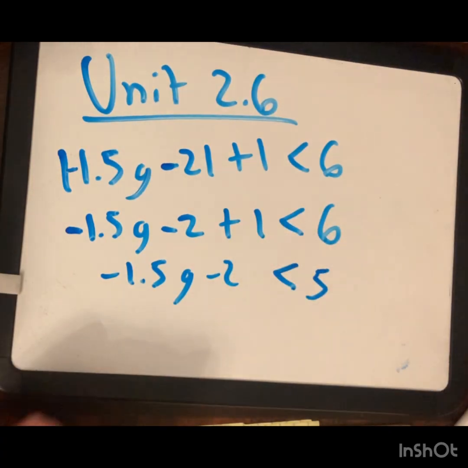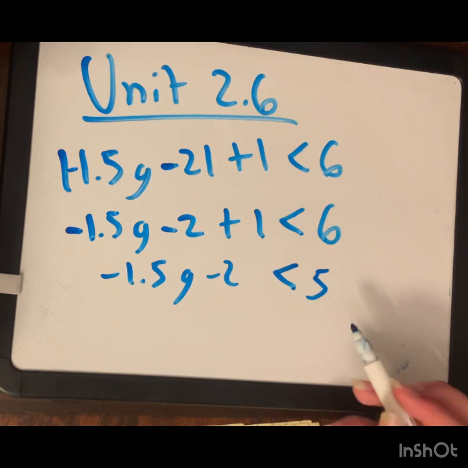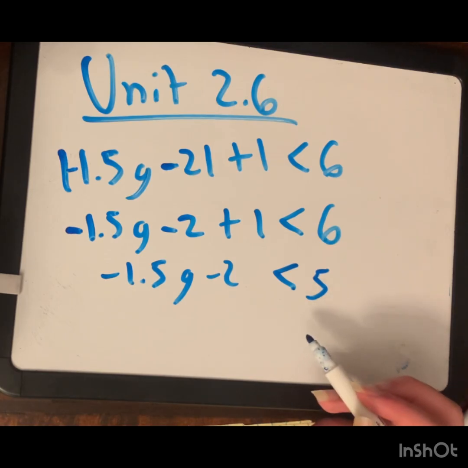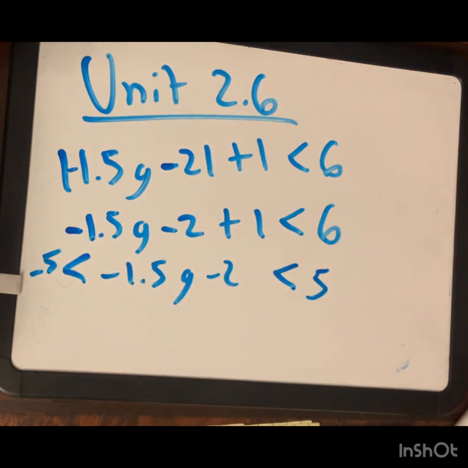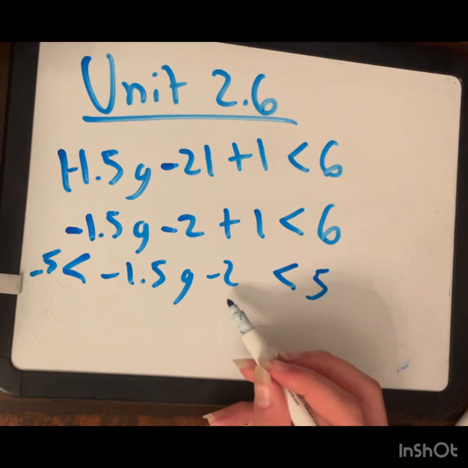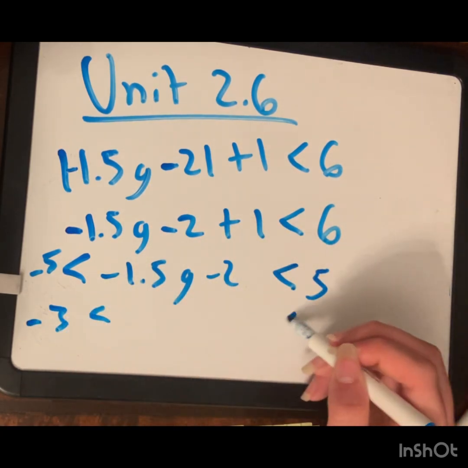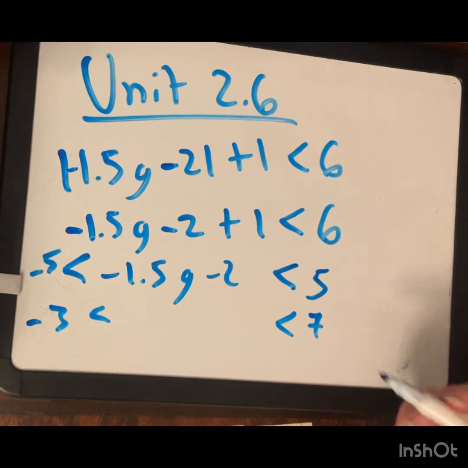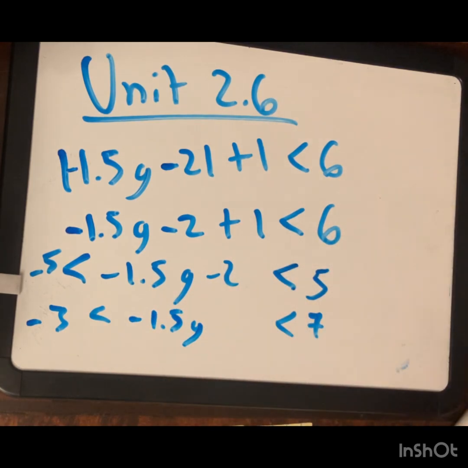Now, this is the easiest way to do it. You know that this will turn into negative 5 because we have to have two equations. So just do this. Negative 5. And then now you solve. You add 2 on both sides. Here it would be negative 3. And here it would be 7. And then you just have to divide by negative 1.5g on both sides now. And that's basically it.